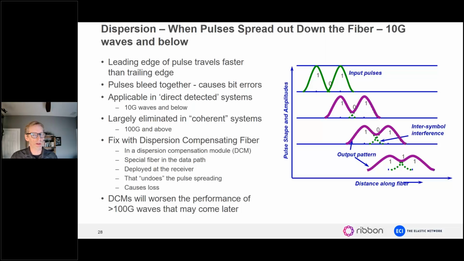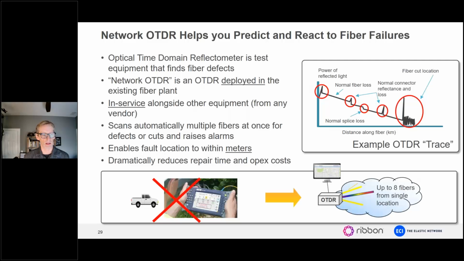So if you want to build a network that's a mix of 10 gig and 100 gig waves, some people do that, but you're going to suffer a little bit of compromise, because if you're using DCMs to satisfy dispersion on the 10 gig wavelengths, that will actually worsen the performance of the greater than 100 gig coherent wavelengths that you may want to use later. So generally speaking, it's a better long-term bet to go with 100 gig and above, and this is one of the reasons why. So let's keep going here.